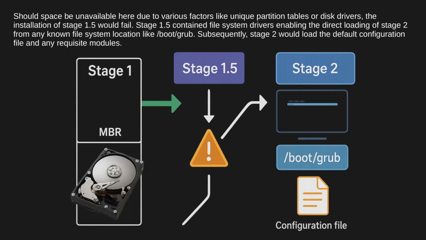Should space be unavailable here due to various factors like unique partition tables or disk drivers, the installation of Stage 1.5 would fail. Stage 1.5 contained file system drivers enabling the direct loading of Stage 2 from any known file system location like /boot/grub. Subsequently, Stage 2 would load the default configuration file and any requisite modules.